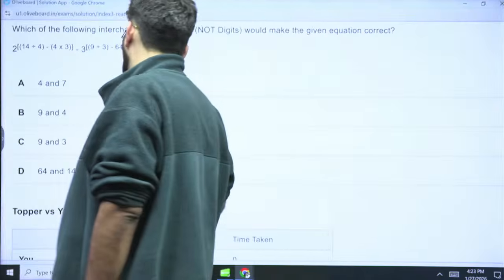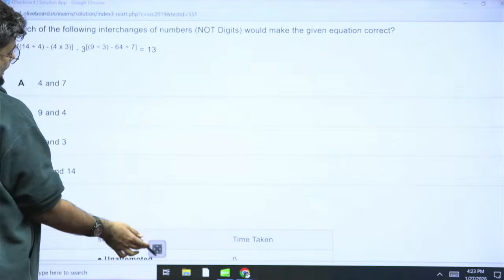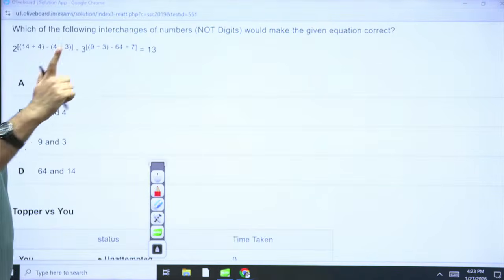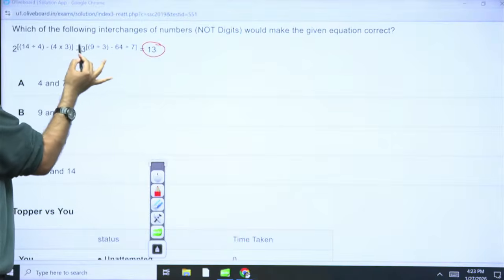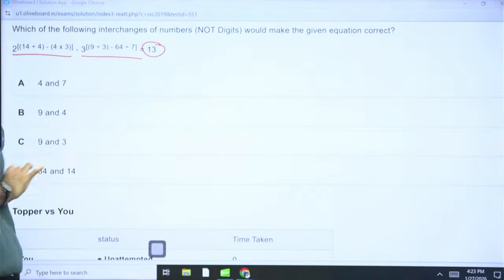Now out here they're asking which of the following interchanges of numbers, not digits, will make the equation correct. Now this will seem to be complex, but it is actually not. Try to use your brain here. Your final answer is an integer. That means 2 power something minus 3 power something has to be an integer, where 2 power something is going to be greater than 3 power something. Correct? Got it?